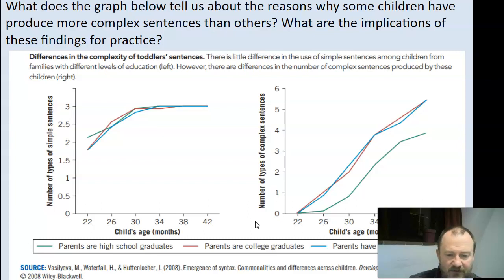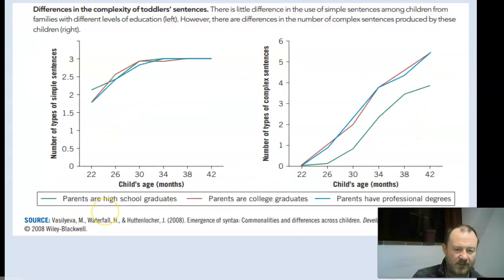There's another graph here which is saying a similar thing to the previous one, but again, I'll just give you a second. You can pause the video and try to answer the questions there at the top. What does the graph tell us about the reasons why some children produce more complex sentences than others, and what are the implications of these findings for practice?